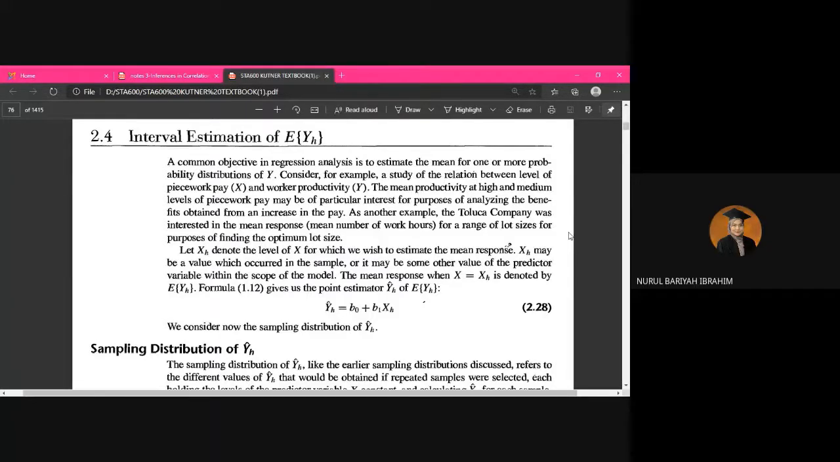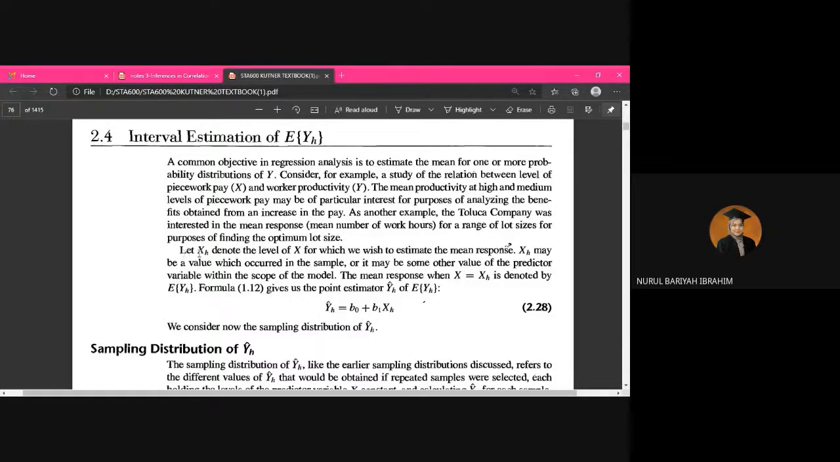Okay, alright, so we start. A common objective in regression analysis is to estimate the mean for one or more probability distributions of y. We can estimate the mean of y. That is one of our objectives when we are doing the regression analysis, right?